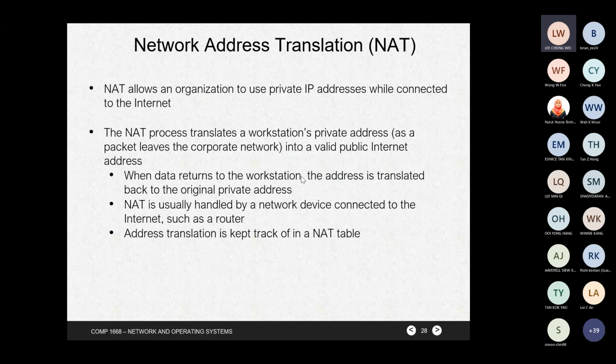Network address translation, NAT table, is where all the network addresses will be kept for networking purposes. It's a network address translation. It's a table. It's a soft copy where the network OS will keep it for reference.